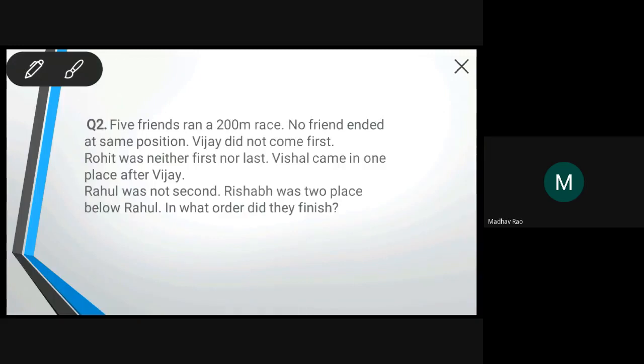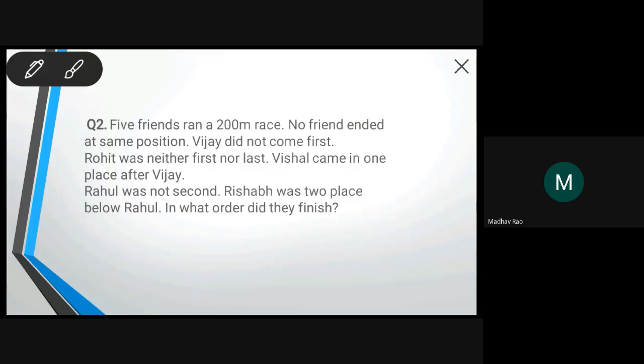So here I'm moving to the second question. The second question which I have chosen is related to reasoning. Five friends ran a 200-meter race. No two friends finished in the same position. Vijay did not come first. Rohit was neither first nor last. After Vijay, Rahul was not second. Rishabh was two places below Rahul. In what order did they finish?